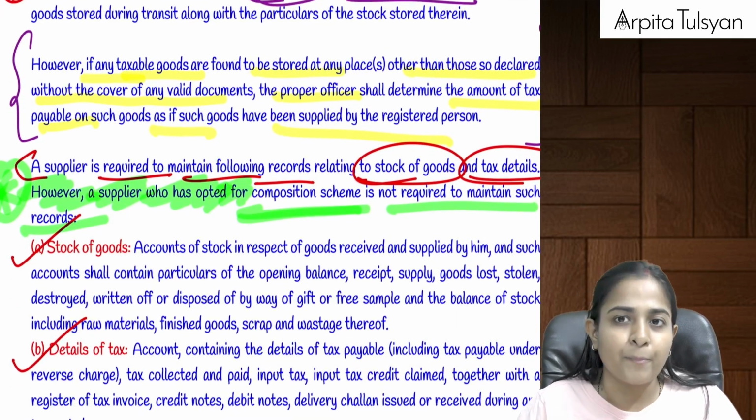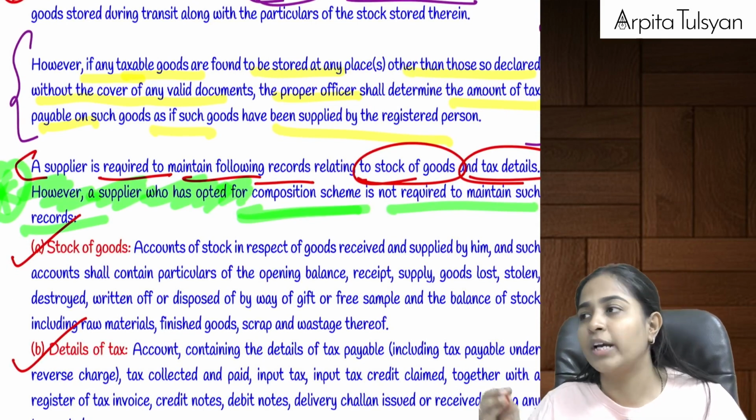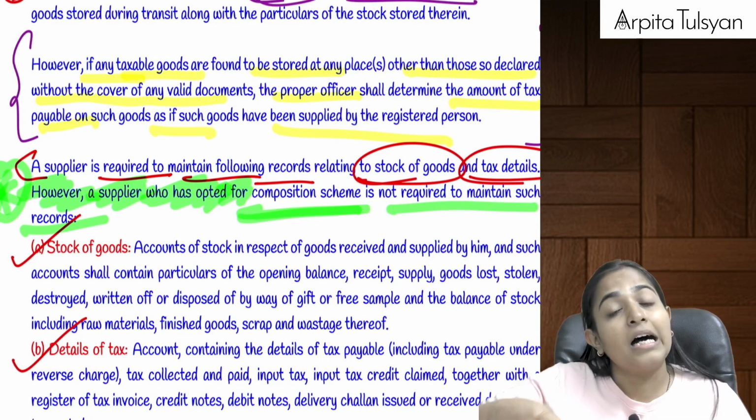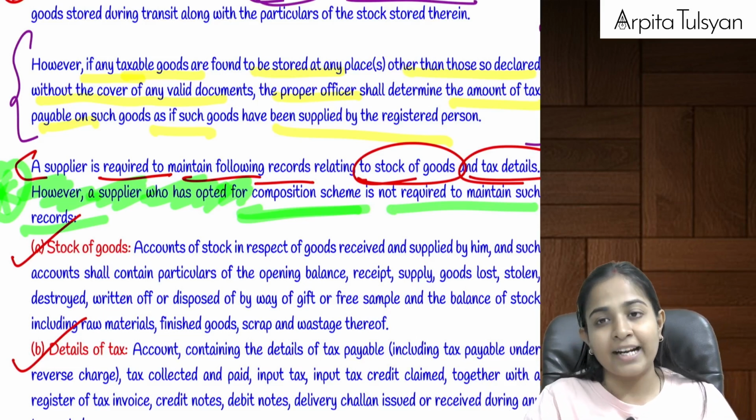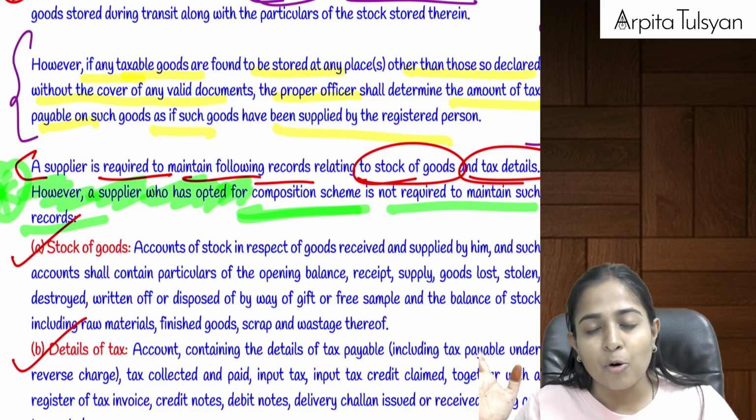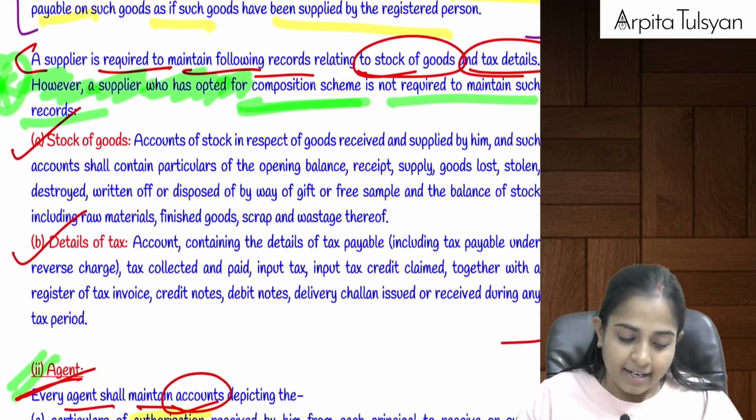And suppose we are storing our goods at any place other than the declared place, and if there are no supporting documents for that, then the proper officer will compute the output tax payable on that, and penalty and interest, that is altogether different, right?